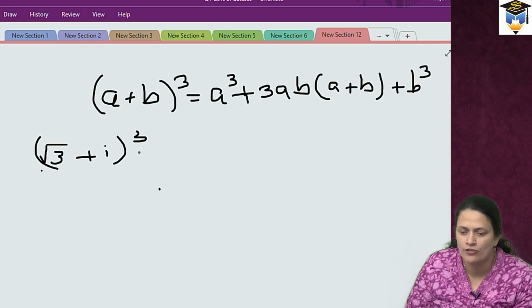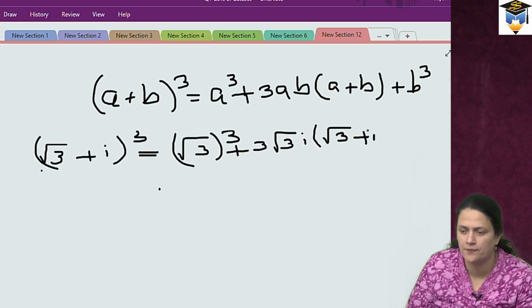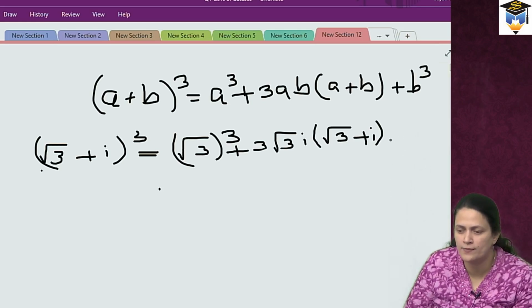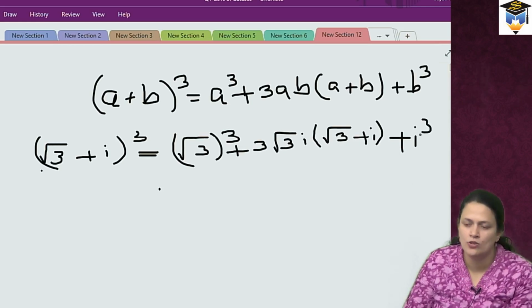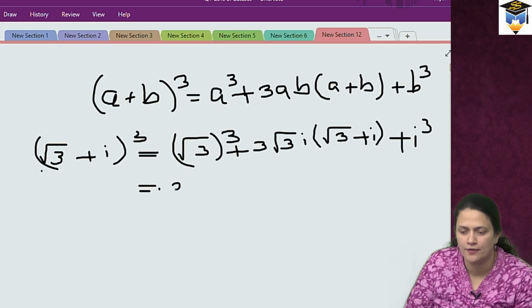Okay. So now first is a cube, so root 3 cube, plus 3 root 3 i into bracket root 3 plus i, and plus b cube. So what is b cube? i cube. Correct? So now what is the value of i cube? Minus 1. And what is root 3 cube? Correct. So 3 root 3.